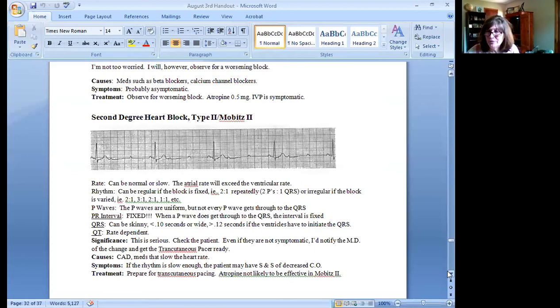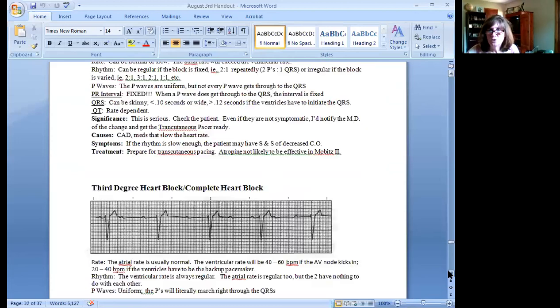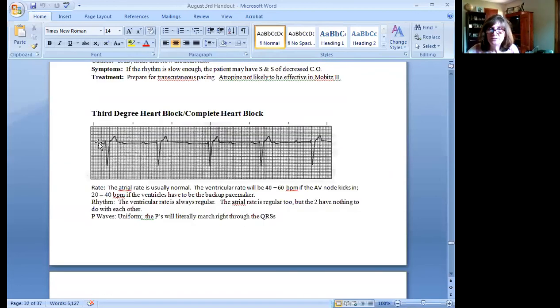Now, third degree, my friends, divorced. The P waves are living their life. The QRSs are living their life. In fact, the P waves may literally march right through the QRS. But when you look at the PR intervals, they're all over the place. Well, that's kind of normal. That's really long. Whoa, that's crazy long. Divorced. The P's and the QRSs ain't talking to each other anymore. The P's literally march right through the QRSs. Again, they're probably going to the cath lab for a pacemaker.